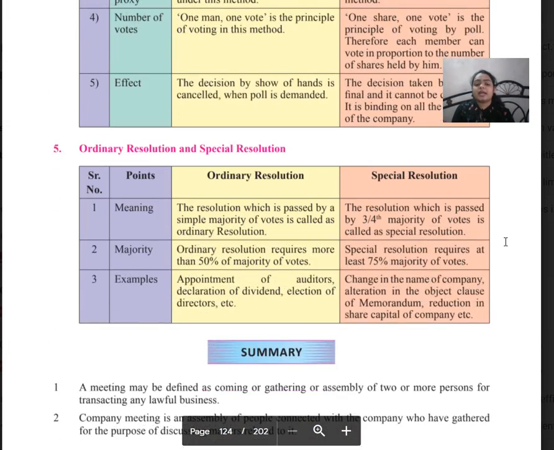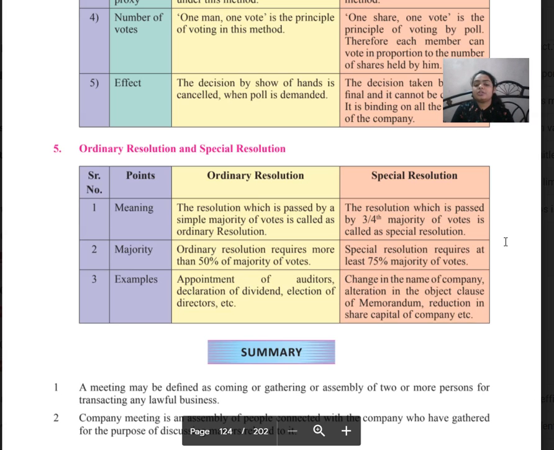Then next and the last one is ordinary resolution and special resolution. Now what do you mean by ordinary resolution? What do you mean by special resolution? The resolution which is passed by a simple majority of votes is called an ordinary resolution. The resolution which is passed by a three-fourth majority of votes is called a special resolution. Ordinary resolution requires more than 50% of the majority of votes. Special resolution requires at least 75% of the majority of votes.